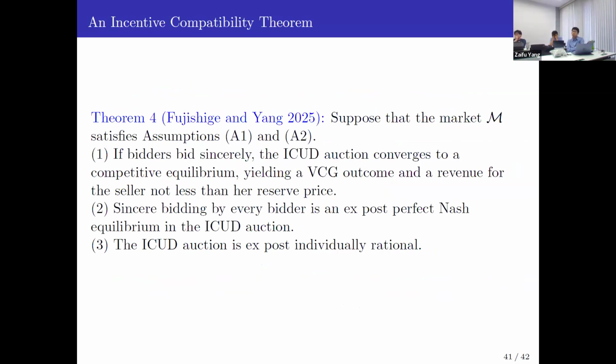That's much more difficult. So what we can get is that when bidders bid sincerely, this auction will converge to competitive equilibrium and generate the VCG outcome. Then the revenue for the seller is not less than her reserve price. And since sincere bidding is an ex post perfect equilibrium, this auction is also individually rational. Okay, just on time. Is there any comment or question?